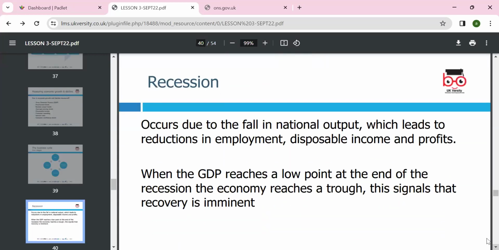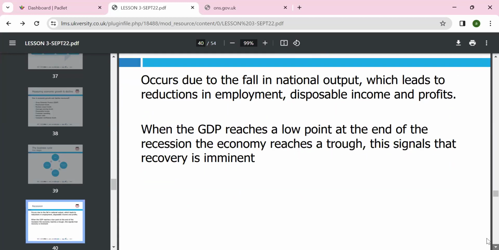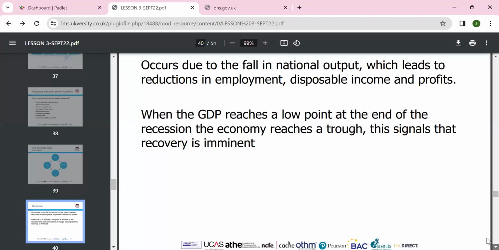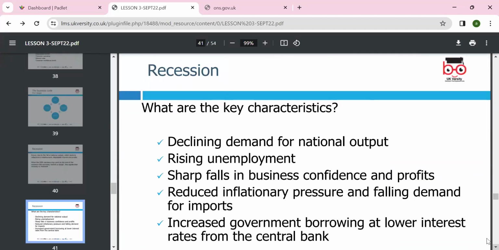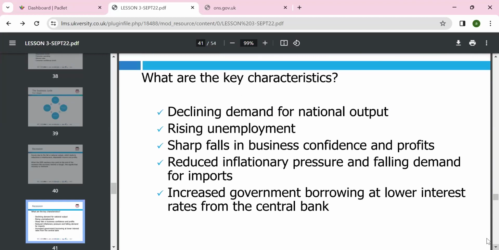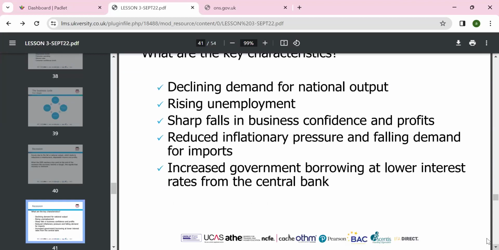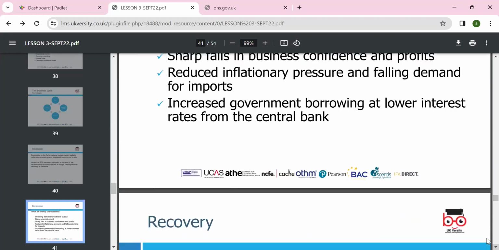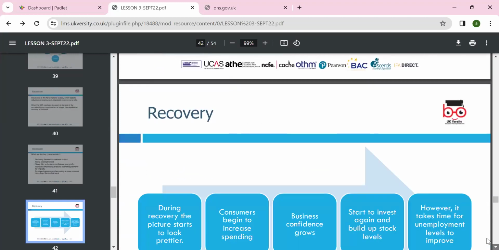Recession occurs when there is a fall in national output, which leads to a reduction in employment and disposable income, and GDP reaches lower points. What are the key characteristics of a recession? Declining demand for national output, rising unemployment, a shortfall in business confidence and profit, and reduced inflationary pressures. Then we have a recovery.